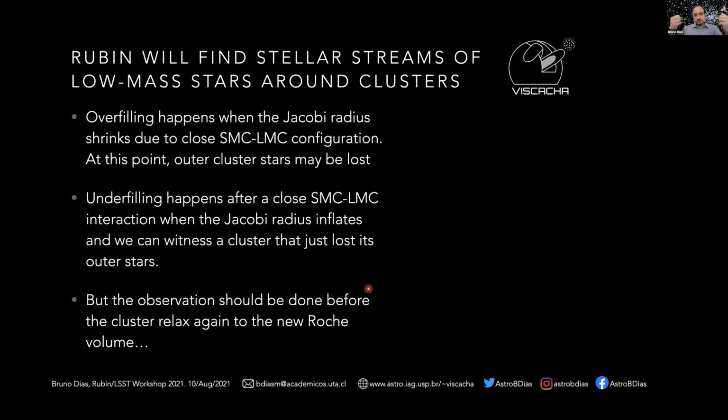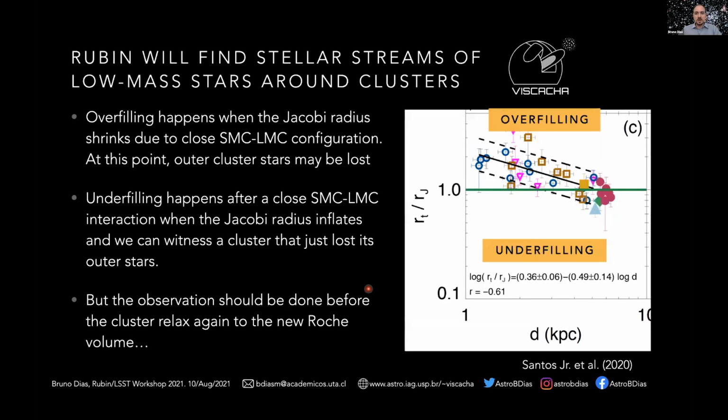And just after this close encounter between the SMC and LMC, the Jacobi radius will increase again, meaning that if we see a cluster that has a density truncation that's much smaller than the Jacobi radius right now, it means that this cluster just passed through a stressful event, which may mean that this cluster is under dissolution now. And this is our first batch of star clusters. They're all overfilling, meaning that they may be under stress now, but we don't know.